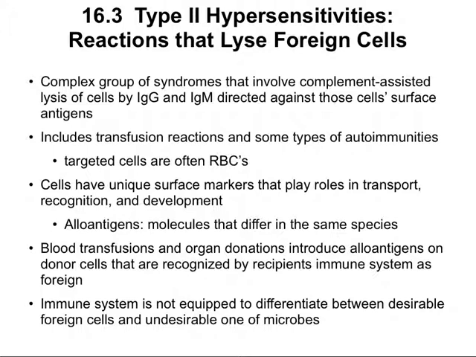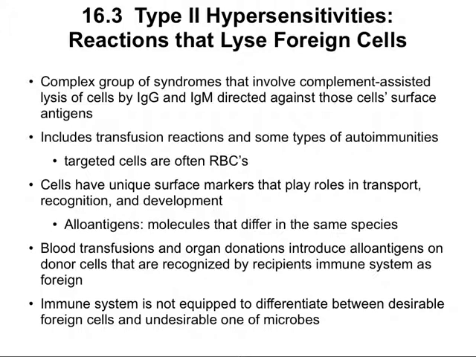These molecules that differ from one cell to the other within the same species are called alloantigens, and they're often the target of this type II system. The reactions included in these type II hypersensitivities are things like transfusion reactions and some types of autoimmunities, as well as rejection of transplanted organs. Targeted cells are often the red blood cells, so much of our discussion in this section will concern red blood cells.